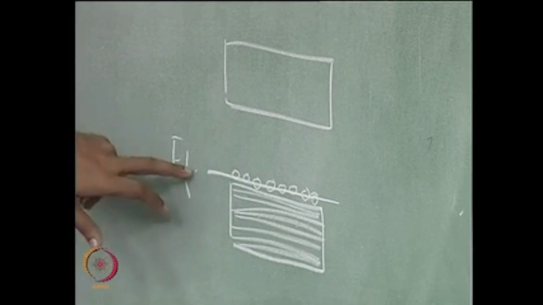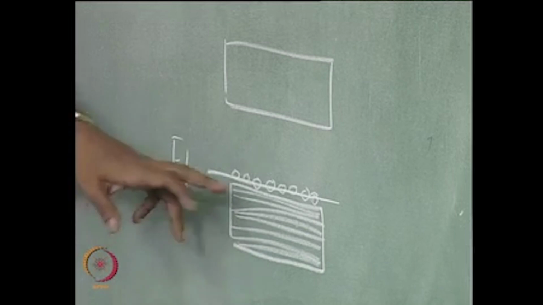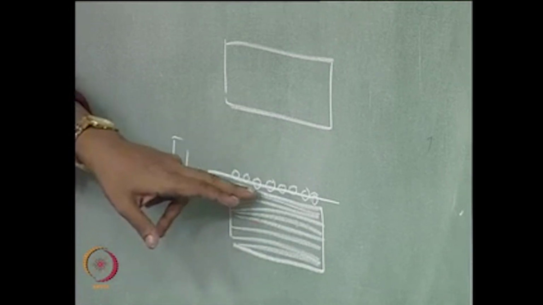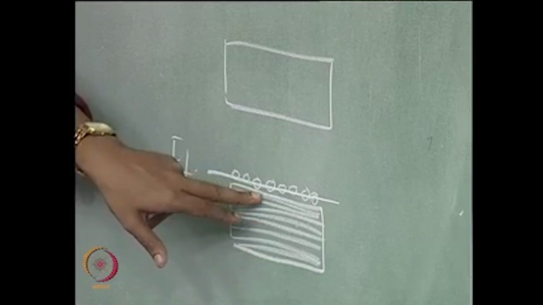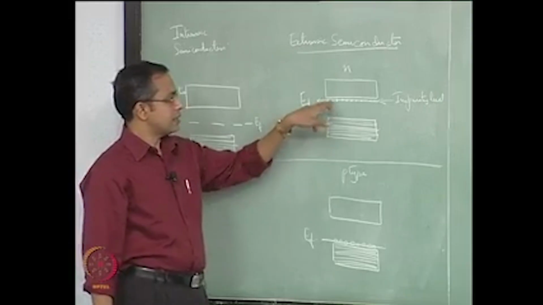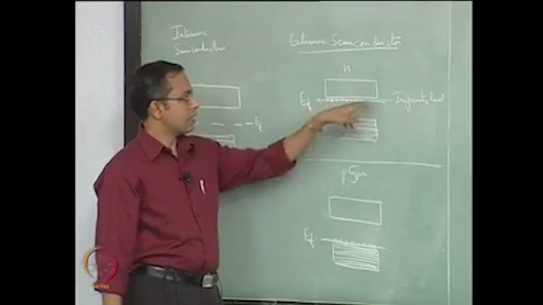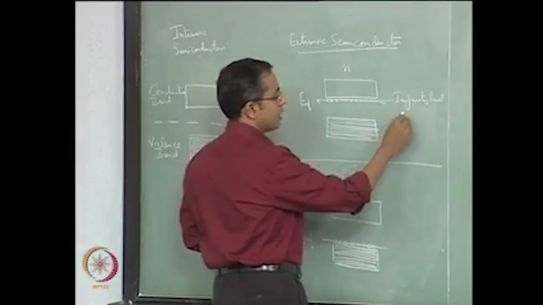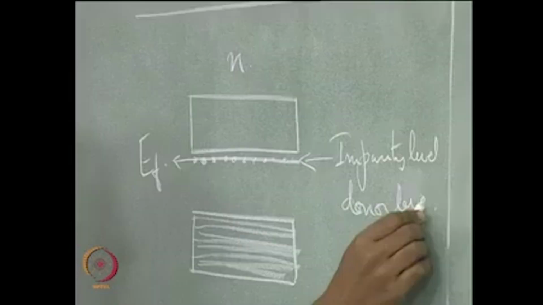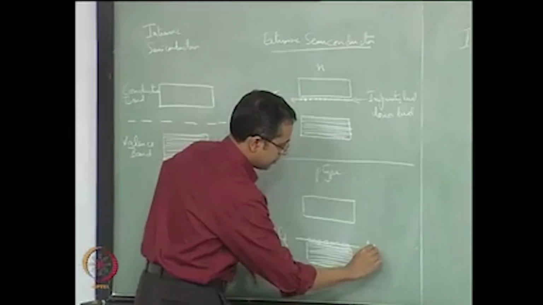So the Fermi energy of a p type semiconductor is virtually at the acceptor levels, which is very close to the top of the valence band of the p type semiconductor. The Fermi energy for an n type semiconductor is effectively at the donor level. So this is the impurity level, the donor level, and this is the acceptor level.